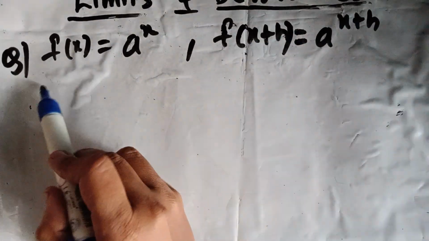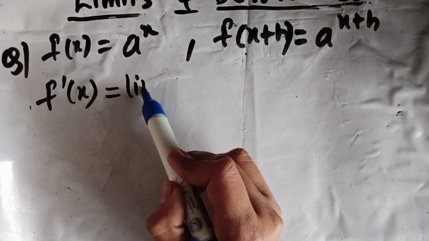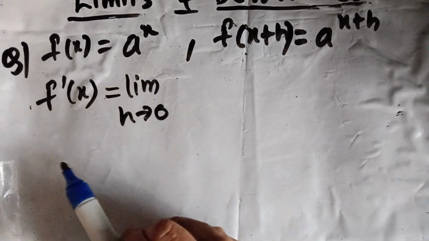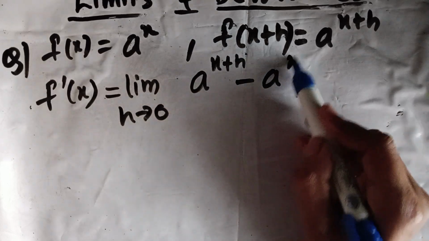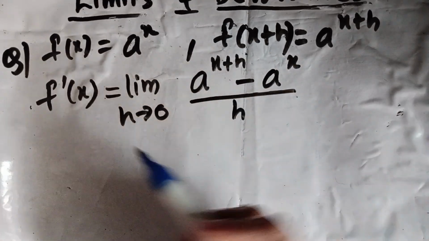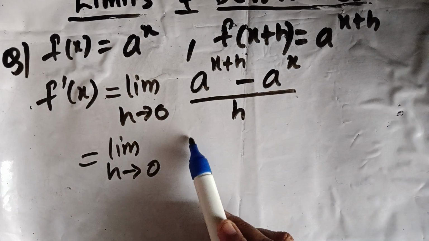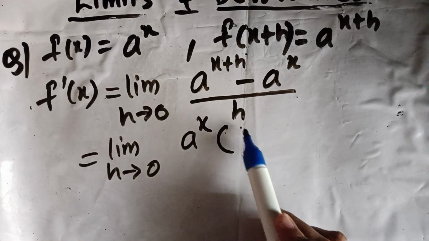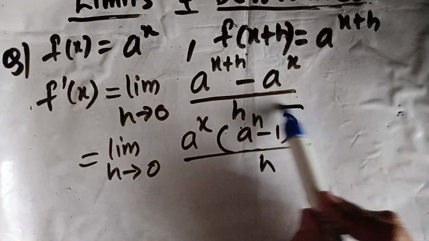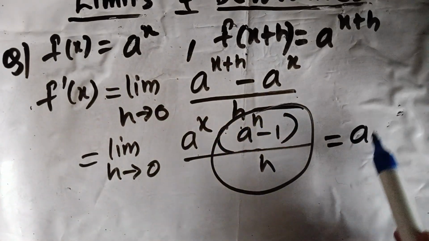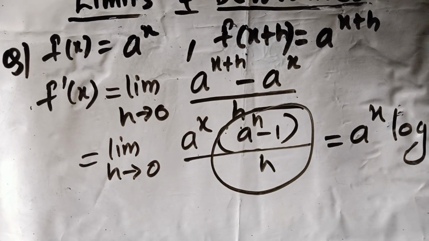Same way you have to solve for a raised to x. Minus 1, h common. Okay, this becomes log a. So a raised to x log a. This is the derivative.